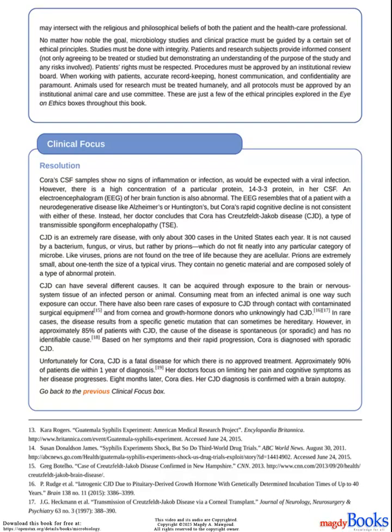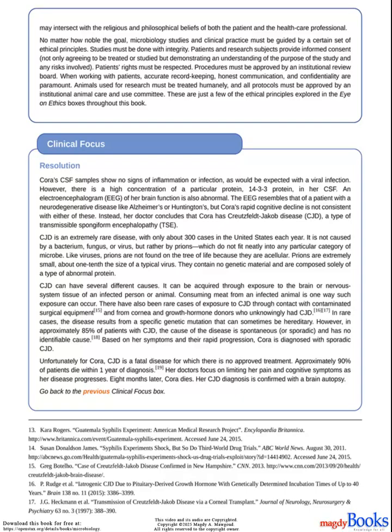Clinical focus. Resolution. Cora's CSF samples show no signs of inflammation or infection, as would be expected with a viral infection. However, there is a high concentration of a particular protein, the 14-3-3 protein, in her CSF. An electroencephalogram, EEG, of her brain function is also abnormal. The EEG resembles that of a patient with a neurodegenerative disease like Alzheimer's or Huntington's, but Cora's rapid cognitive decline is not consistent with either of these.